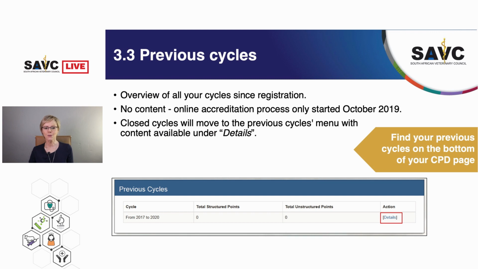All previous cycles will display at the bottom of the page. You will notice that there's a details link but without any content because the online accreditation process only started recently. And in future, when your current cycle closes, it will move to the previous cycles at the bottom and your CPD points will display under details. If your cycles aren't displaying correctly, or you applied for deferment because you were medically boarded, you are abroad, a postgraduate student, or unemployed, and as a result your cycle changed, contact the administration to update your cycles.